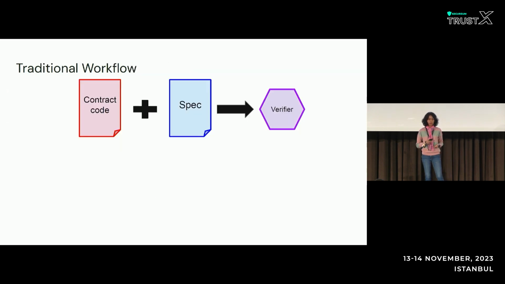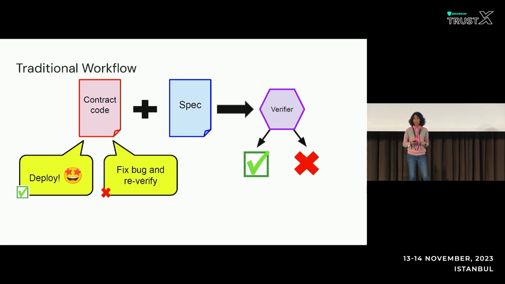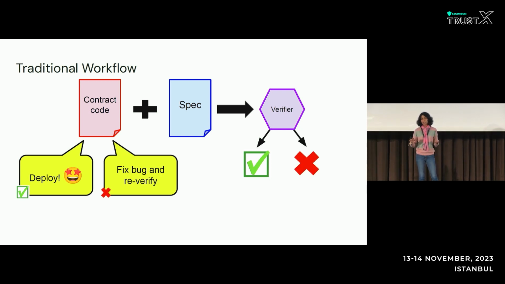So just to give you a quick overview of how formal verification works in this domain, usually you have some contract code in Solidity or Viper or any other language, and you have some specification in some declarative specification language. And you give it to a verifier, and the verifier tells you either that the code matches the spec, which is great, and then you can go and deploy your contract, or it actually finds a violation, and you can look at the violation, you can fix your code, and then you rinse and repeat until you get the green check, and then you can deploy your code.